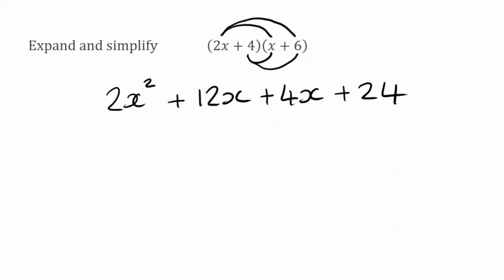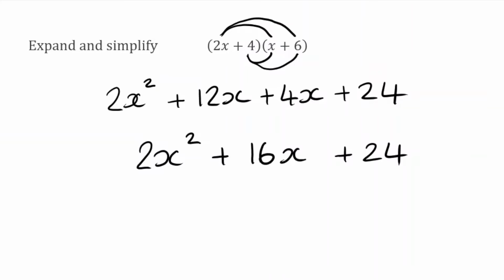Okay, so just like before, we've now got to simplify. We've got to collect our like terms, and we've got like terms of x again. So we've still got our 2x squared. We've still got our positive 24 at the end, but now we've got our terms of x in the middle again. So we've got positive 12. We're going to add another 4. So we've got positive, well, plus 16 lots of x.